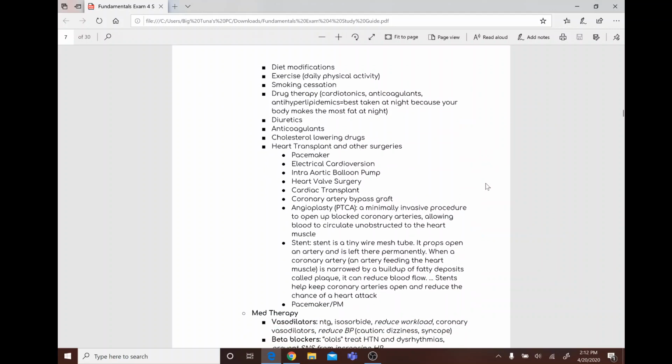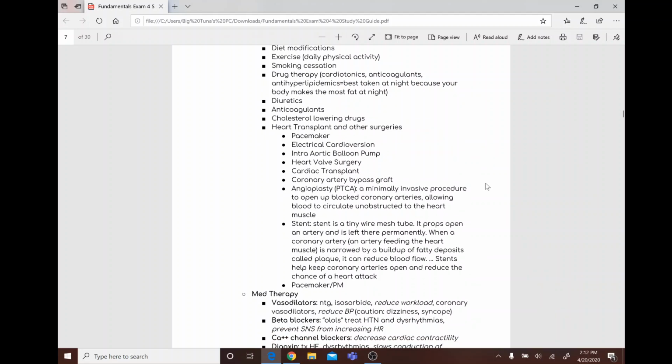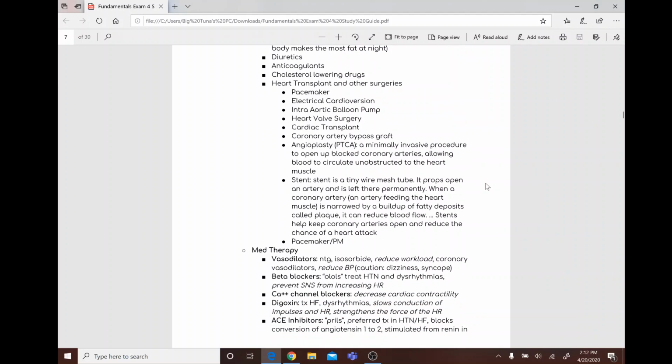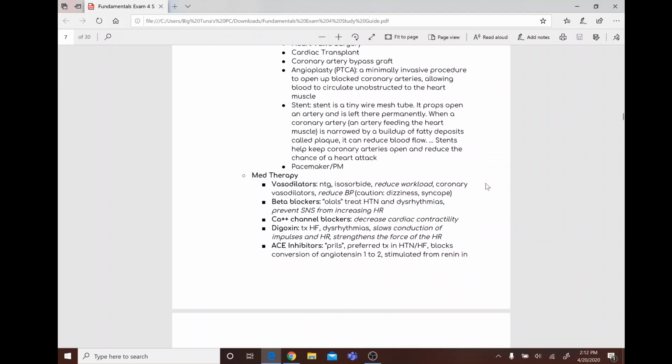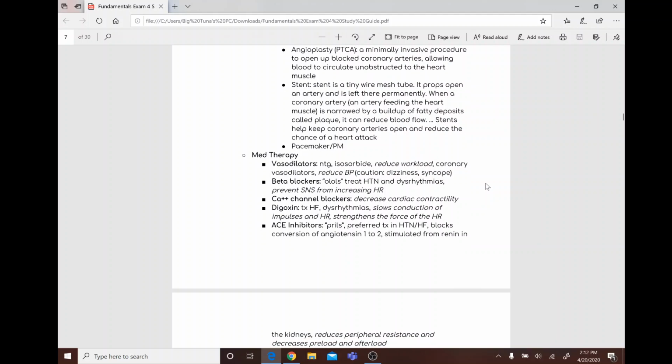So angioplasty. A minimally invasive procedure to open up blocked coronary arteries, allowing blood to circulate unobstructed to the heart muscle. Alright, what do vasodilators do to the heart? Reduce workload and reduce blood pressure. What do beta blockers do to the heart? Treat hypertension and dysrhythmias. Prevent SNS from increasing heart rate.